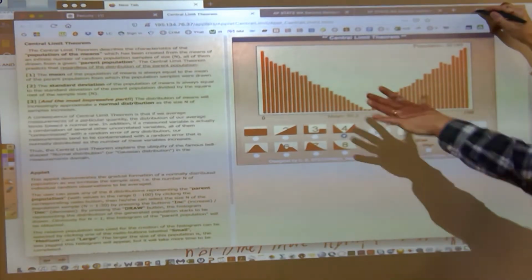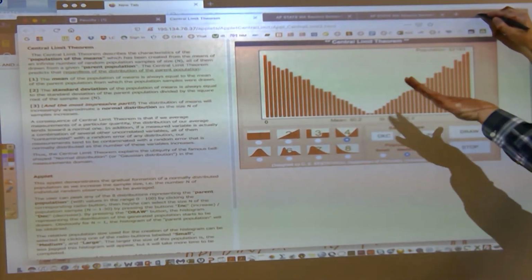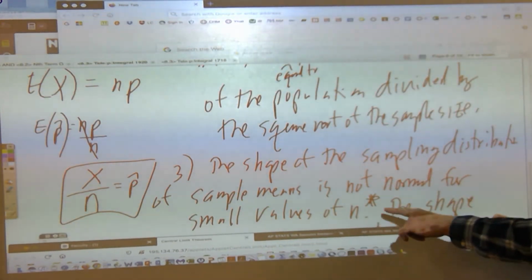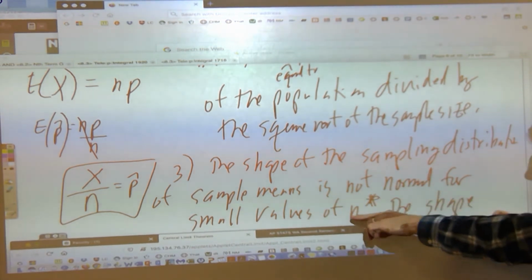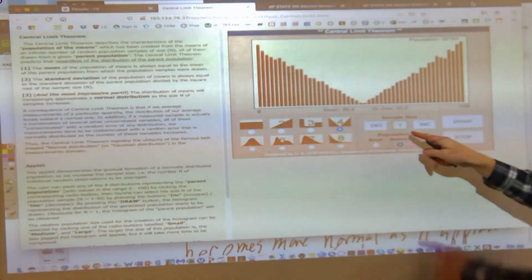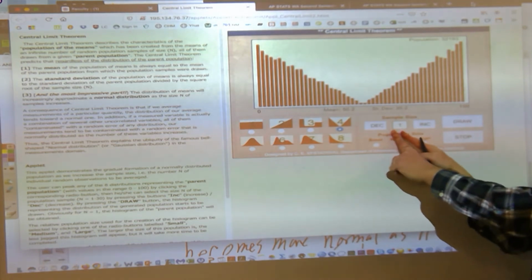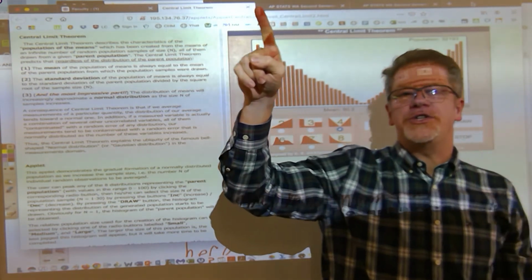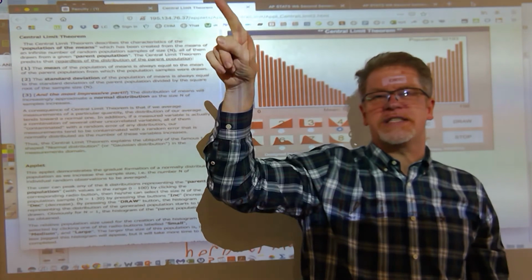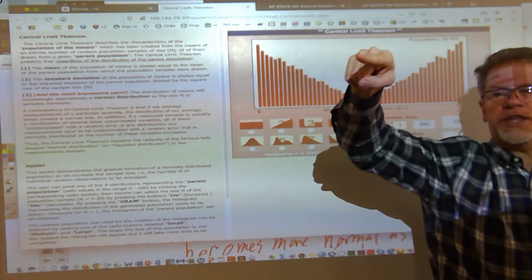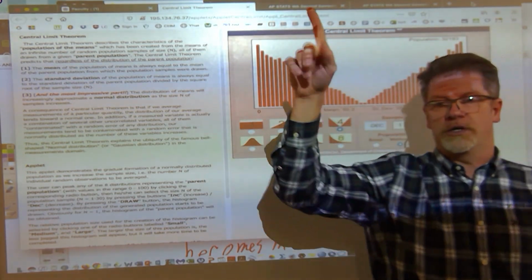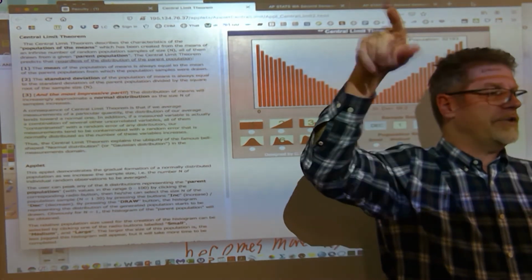What's the shape of the sampling distribution of sample means? The shape is not normal. The shape of the sampling distribution of sample means is not normal for small values of n. This is sample size 1. And I'd like all of you to do an air sketch of the shape of the sampling distribution of sample means. Just go like this. Do an air sketch. Okay.